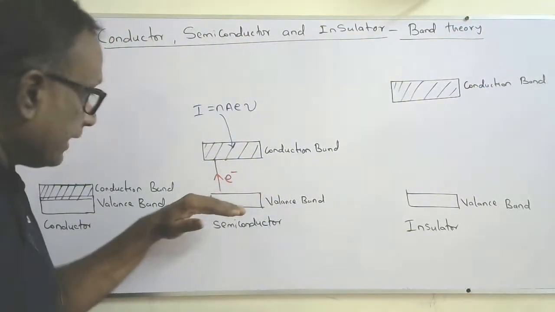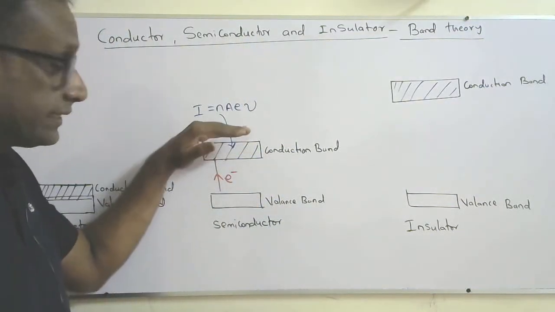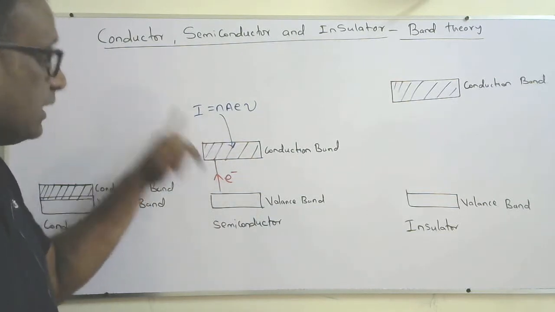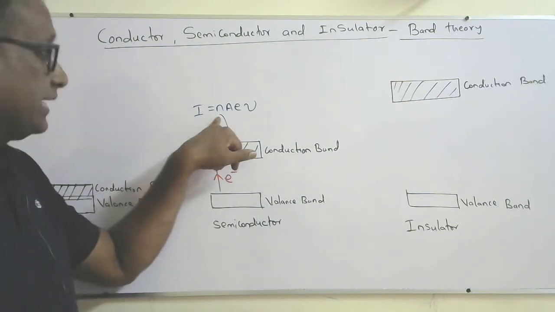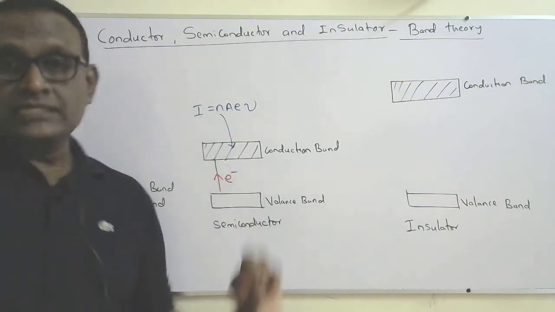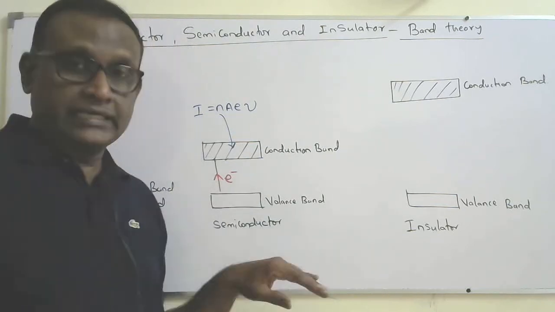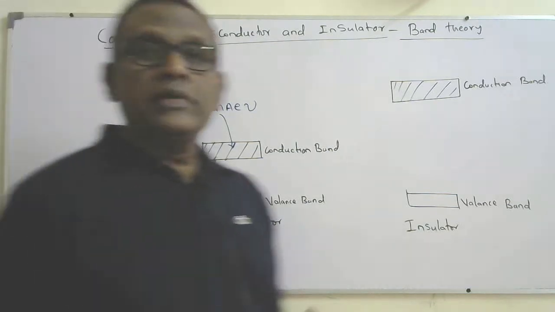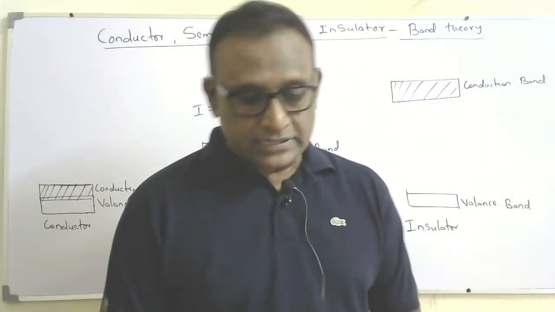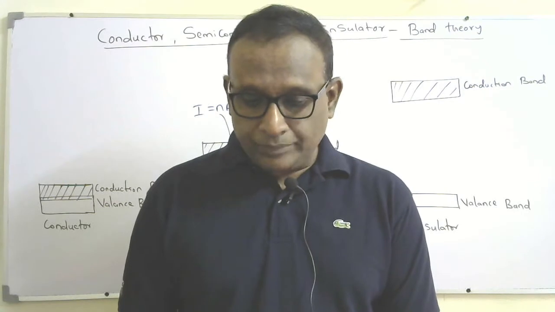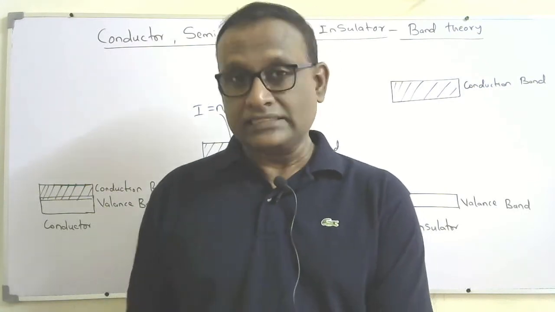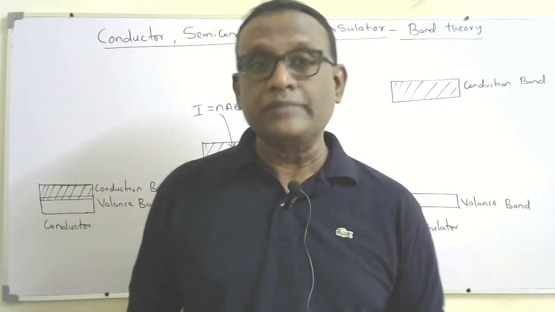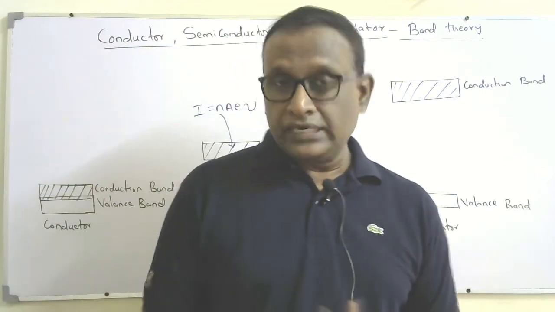But in a semiconductor you can excite electrons from the valence band to the conduction band. When you excite them, the charge carrier density will increase, so current flow will increase. That means resistance decreases in the semiconductor. In a conductor, the bands partially overlap and there will be a lot of electrons in the conduction band. Normally, past papers ask what happens to the current flow when you heat a conductor or semiconductor.